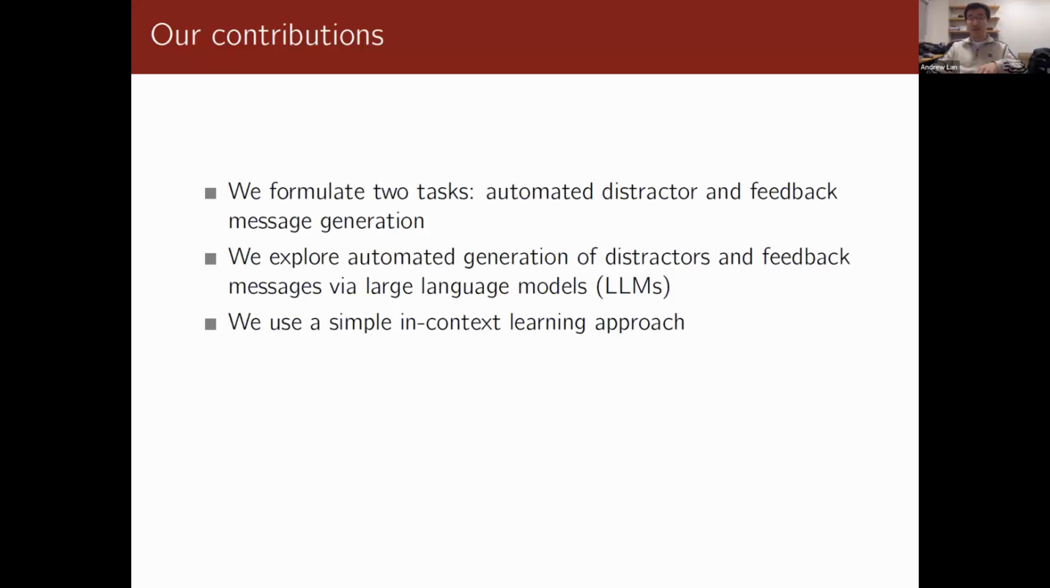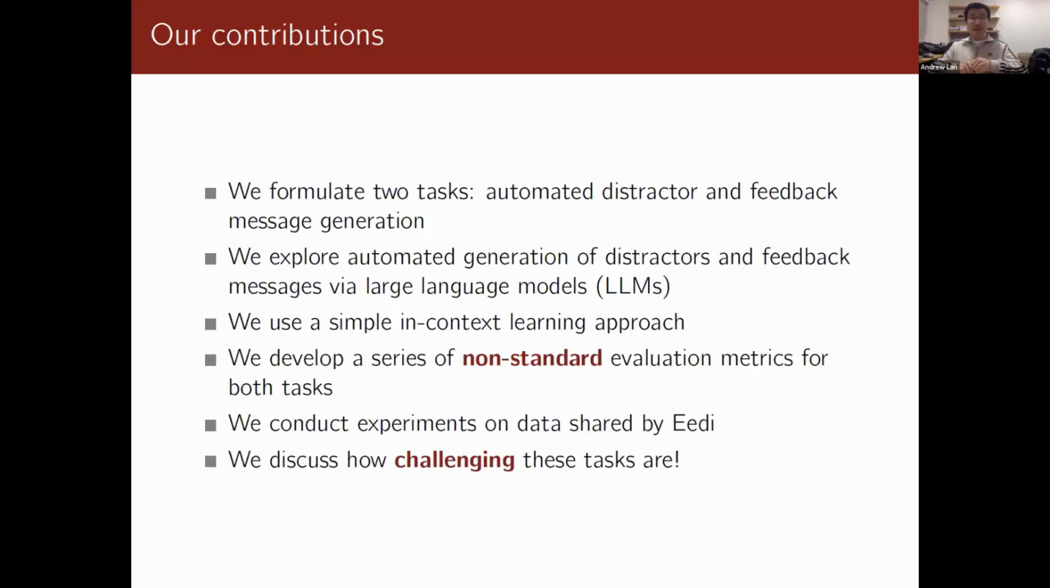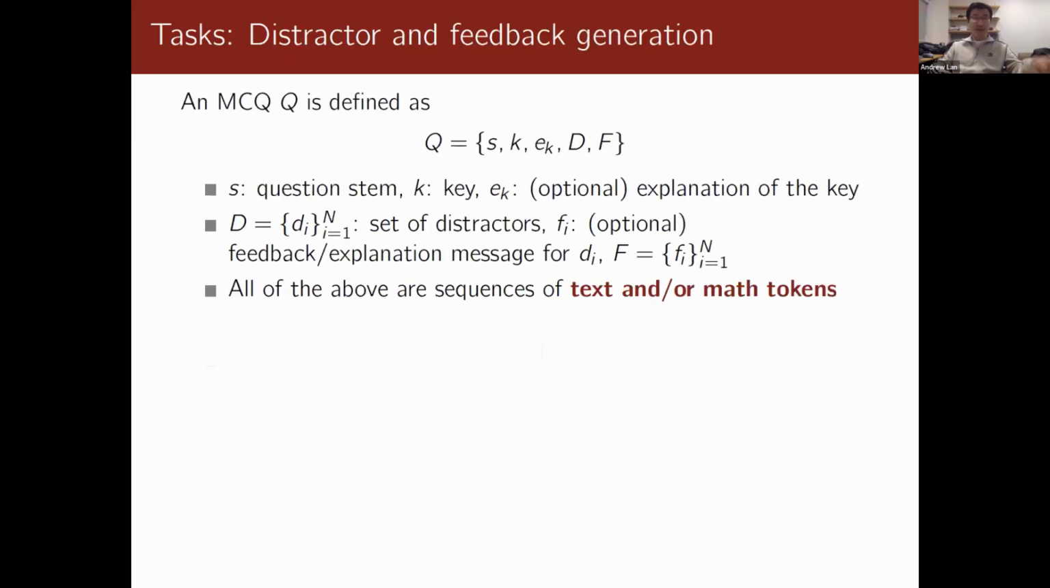But I'm going to share something from the arXiv paper that we put up, which is a simple in-context learning approach, giving the model a couple of examples of distractors and feedback and asking it to follow them. And then I'll also discuss a little bit about the evaluation metrics that we used, because evaluating is actually quite tricky. And at the end, you'll see how challenging these tasks are.